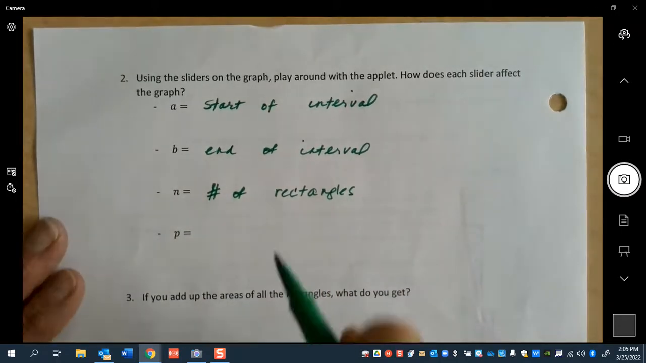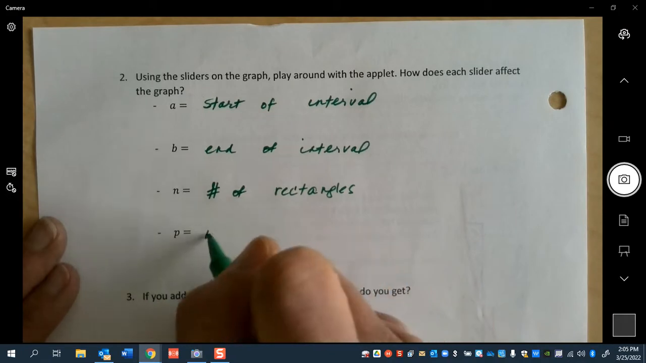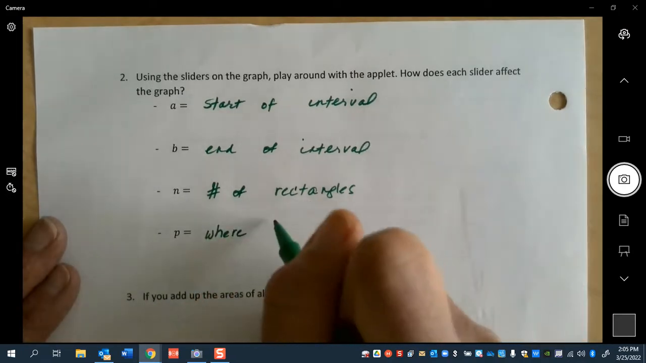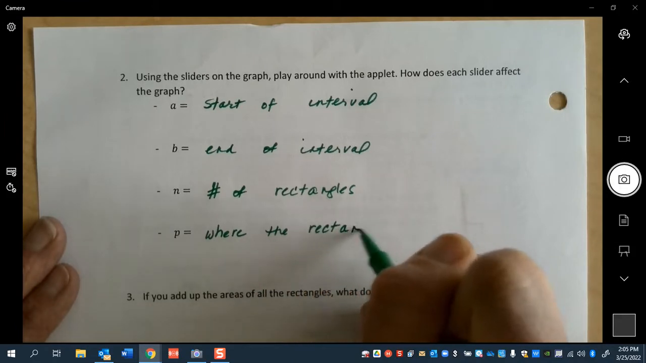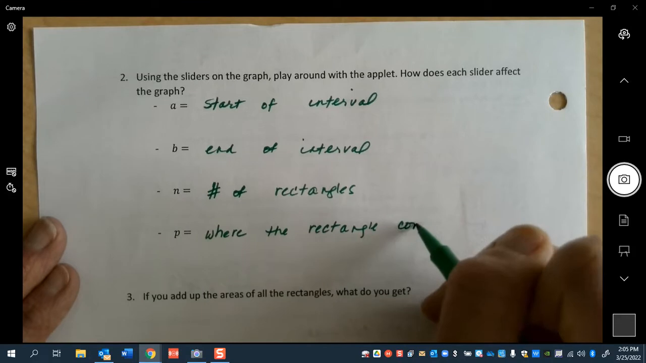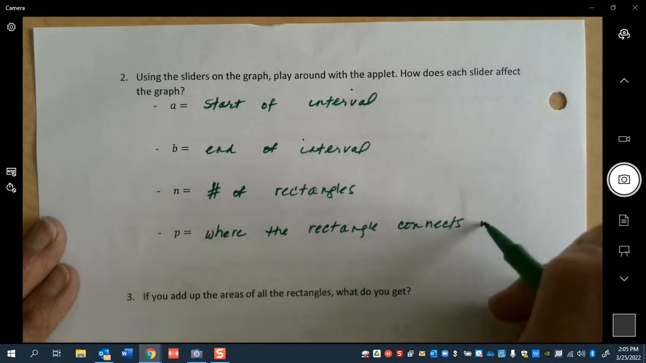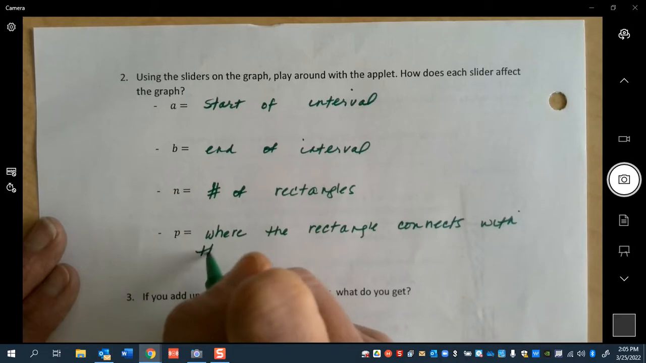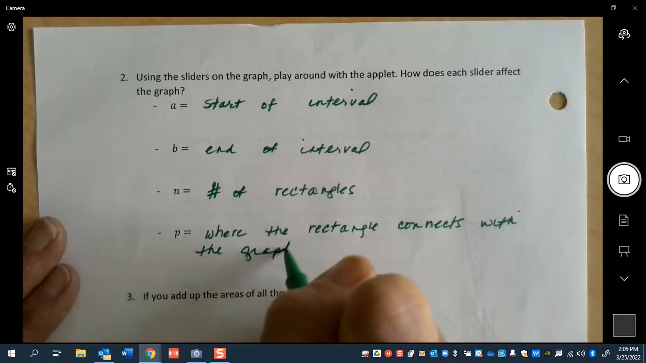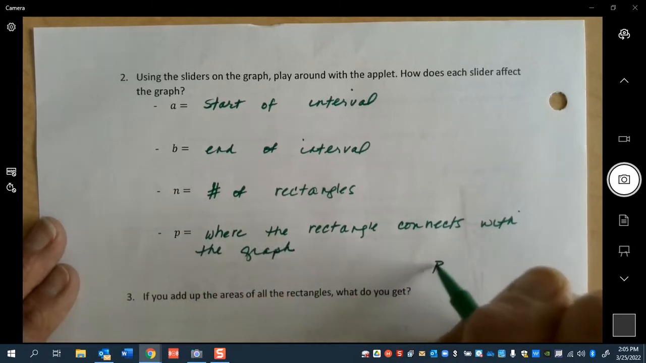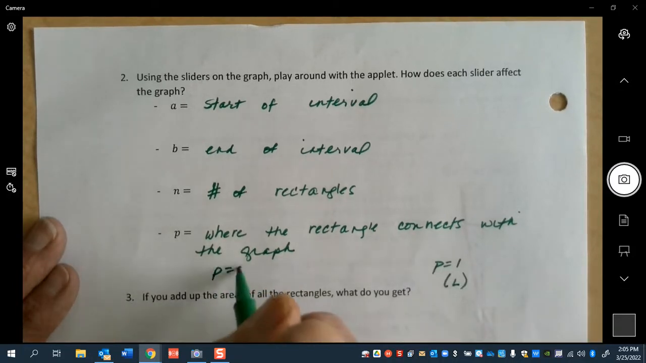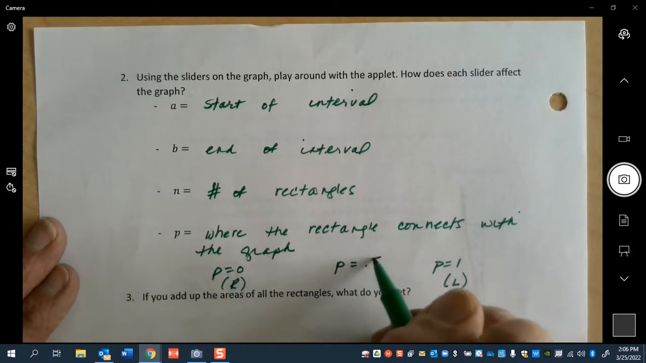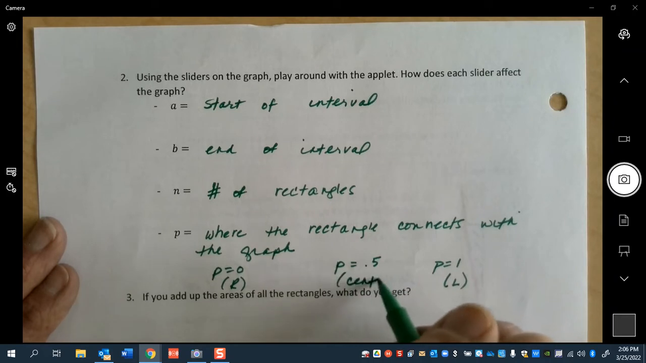that you use, and P is going to represent where the rectangle connects with the graph. So P equals 1, it connects on the left. P equals 0, it connects on the right. When P equals 0.5, that's when it's the center or the midpoint.